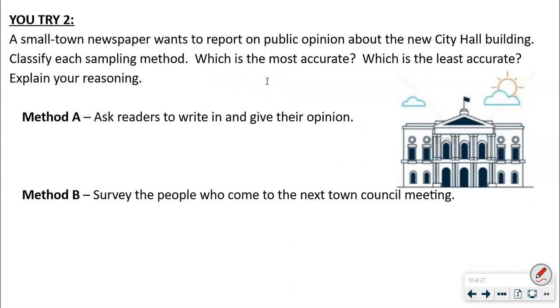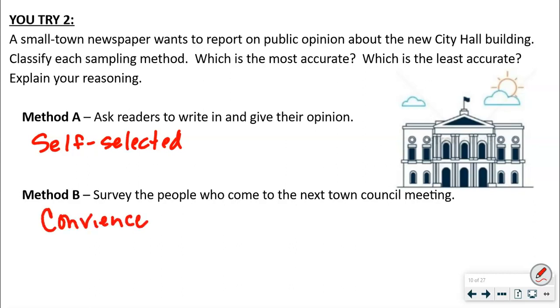So this says ask readers to write in and give their opinion. So this is self-selected, y'all, because they get to choose, right, whether they're going to respond or not. So this is self-selected. And then survey people who come to the next town meeting. So this one's going to be convenience, right?